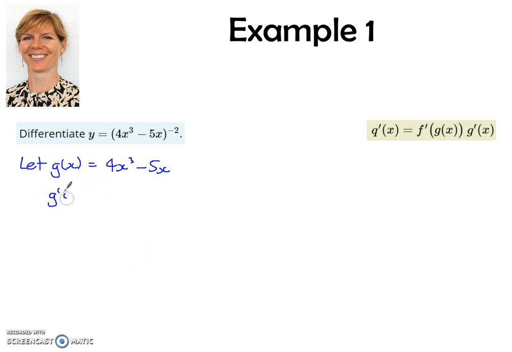So I'm just going to differentiate that now. Bring this down, 12x squared minus 5. So that's my derivative there.